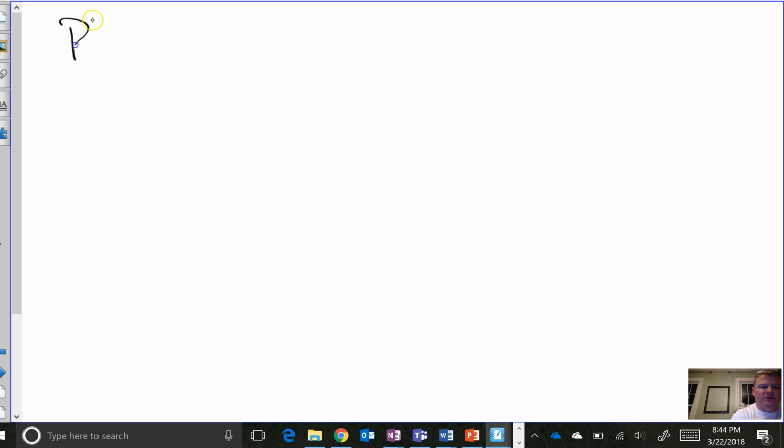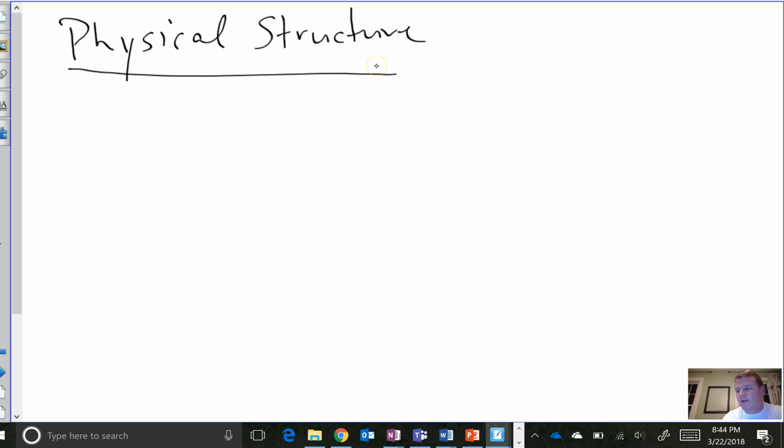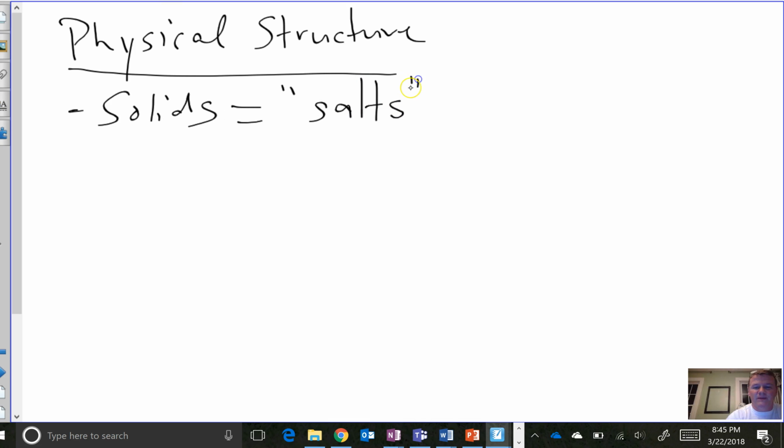First off, we're going to look at the physical structure. How are these things put together physically? What do they look like? Well, when ionic compounds react together and bond, they form solids, ionic solids, that are referred to as salts. Now, when we think of salt in the general sense of the word, we typically think about table salt, sodium chloride. But in chemistry, the word salt is synonymous with any ionic solid.